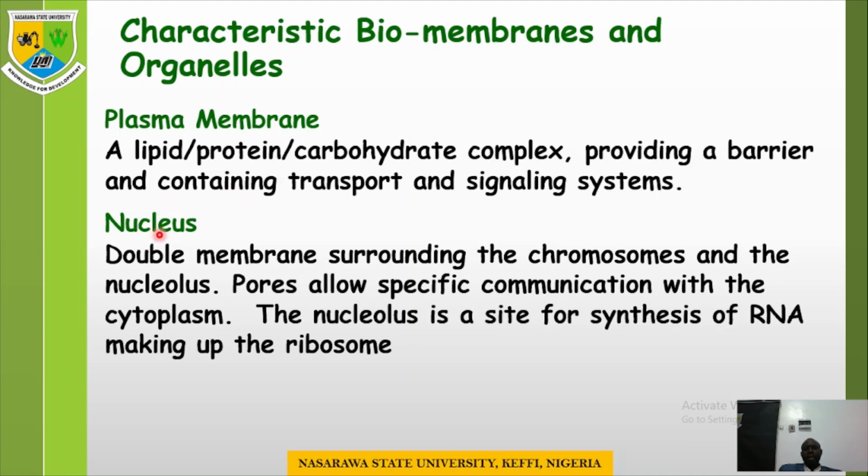Nucleus: double membrane surrounding the chromosomes. There are pores that allow specific communication with the cytoplasm. There must be communication between the nucleus and the cytoplasm. For instance, DNA has to communicate to the cytoplasm. Assuming you have a gene, you have to copy that gene and the information will be taken to cytoplasm. Usually the messenger is what we call messenger RNA.